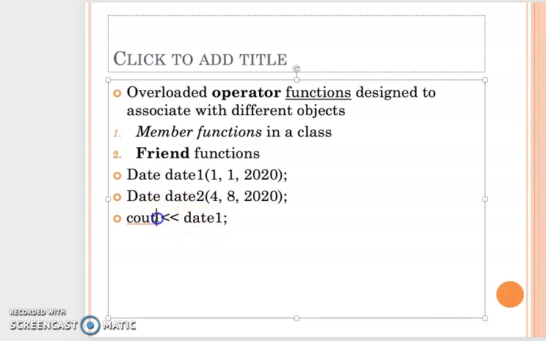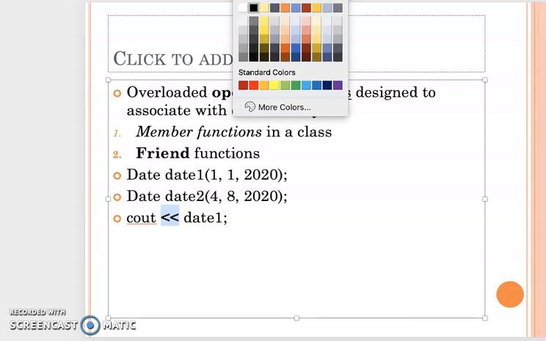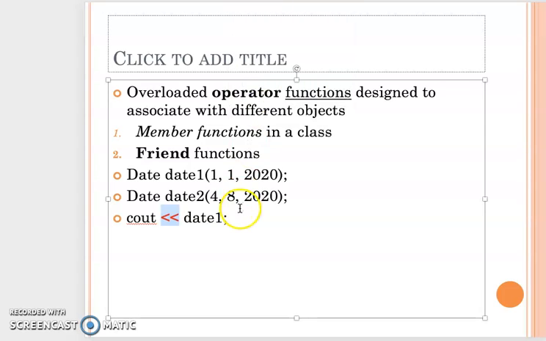Here we are not focused only on cout. The overloaded operator function we want to implement is here. When you use the << sign, we call this the stream insertion operator. That means this is also an operator. So what will this operator do? It will insert the date1 object into our output stream cout object. This is the example we want to show you.